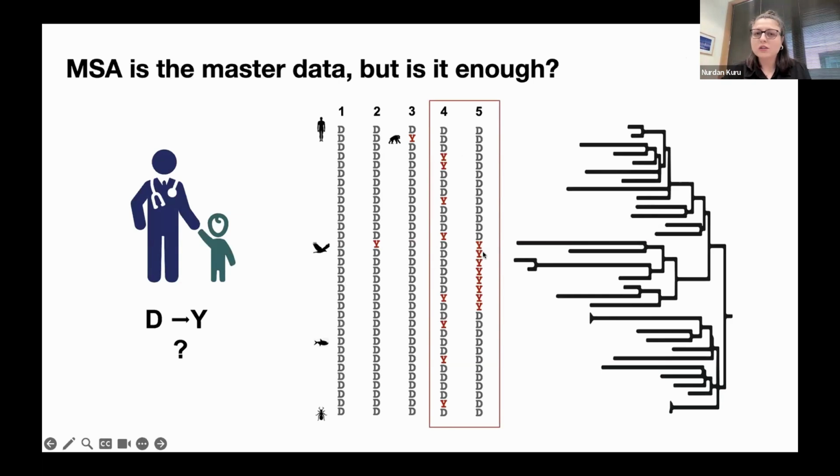However, for the fifth position, we cannot guarantee that because it is almost the same as the second column. There is just one change to Y, and it is like it changed once. So we cannot guarantee anything related to neutrality.